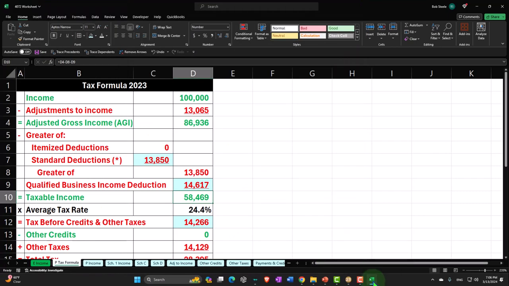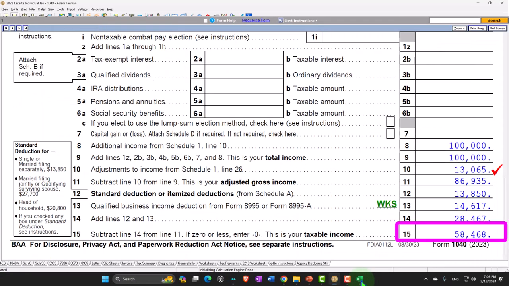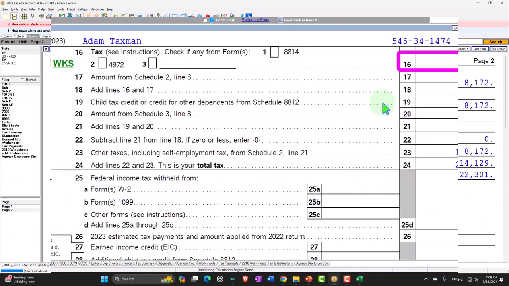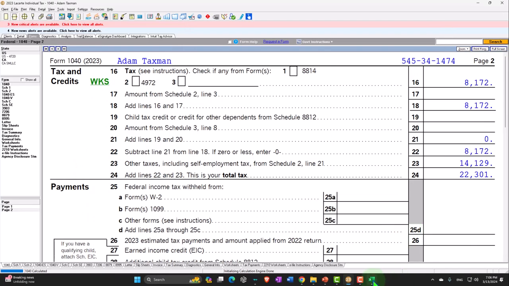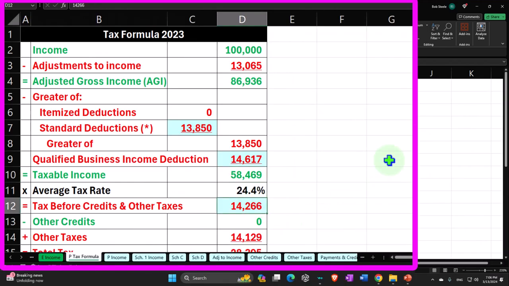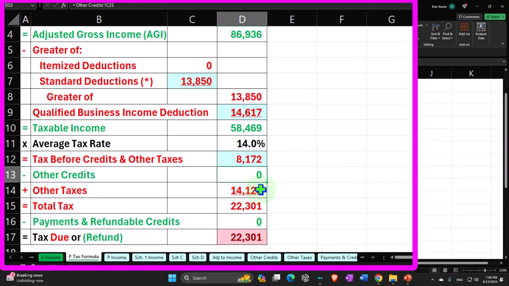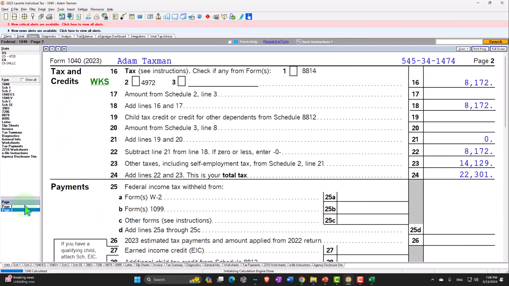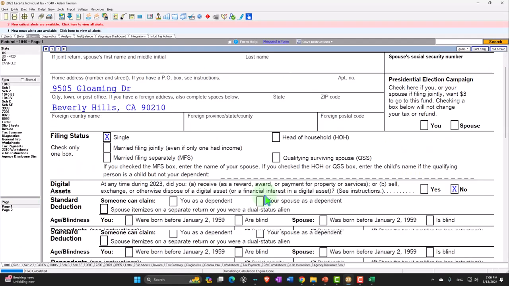And then we have the taxable income at the 58,468. So there's the 58,468. And then page two, calculating the tax at 8,172. So here's the tax at 8,172. And then we have the other taxes at the 14,129, Social Security, Medicare in this case, bringing the tax to 22,301. So that's the general idea.